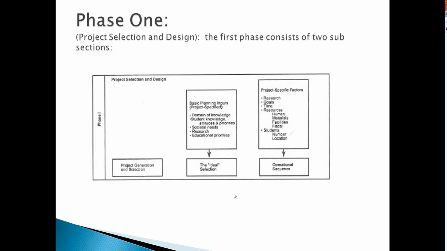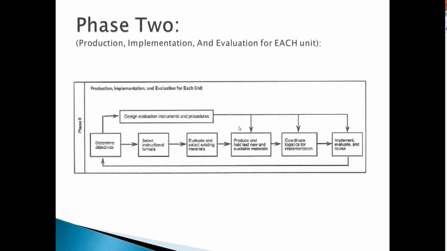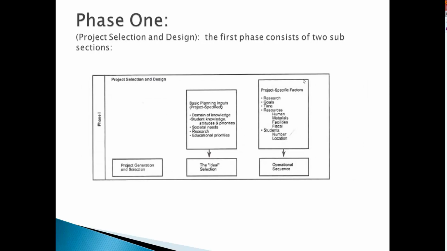Once we have decided that the project would be a successful project, then after approvals have been granted for the design of the curriculum, an operational plan will be developed. And within it, the important keys to look at are research, goals, the time, resources, let it be human, materials, facilities, and fiscal, and the student numbers and locations. Here we will analyze and plan for the needed resources as well as define student needs and time frames.